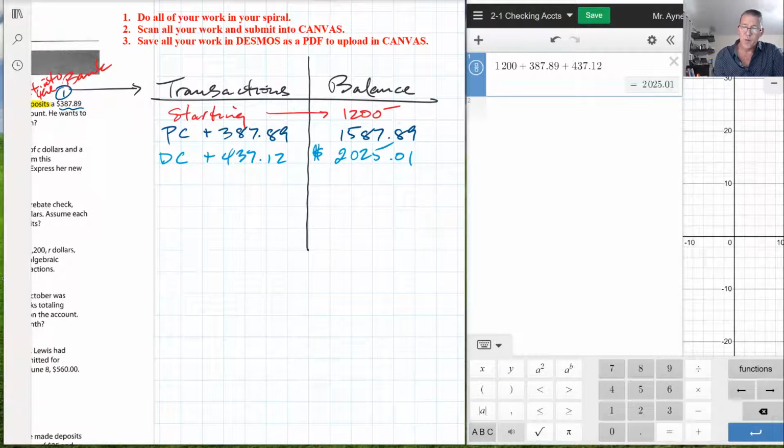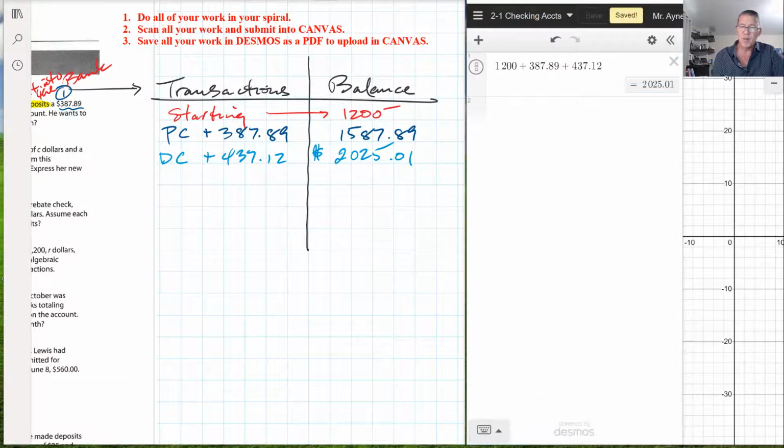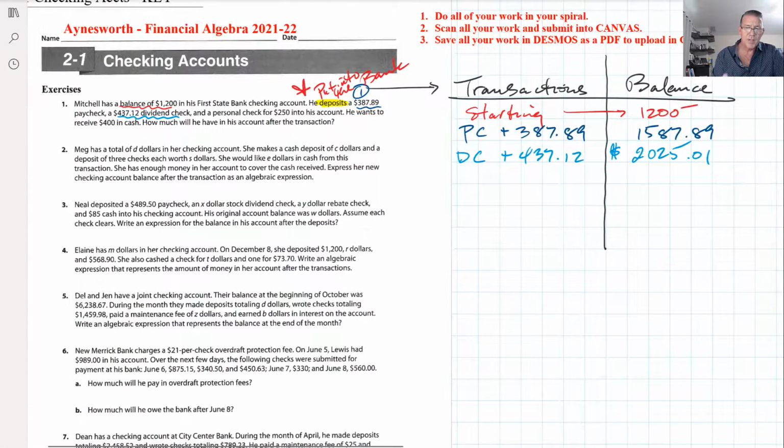All right, so what's cool about this Desmos here is you can see the numbers as you enter them, and it gives you a running total, which is called the current balance at this point. Hit the save button, save your work as you develop it. Okay, so let's go back to the problem here. What happens? He also deposits a personal check. This is the third thing that happens. So he deposits a personal check of $250, and then his balance keeps on growing.